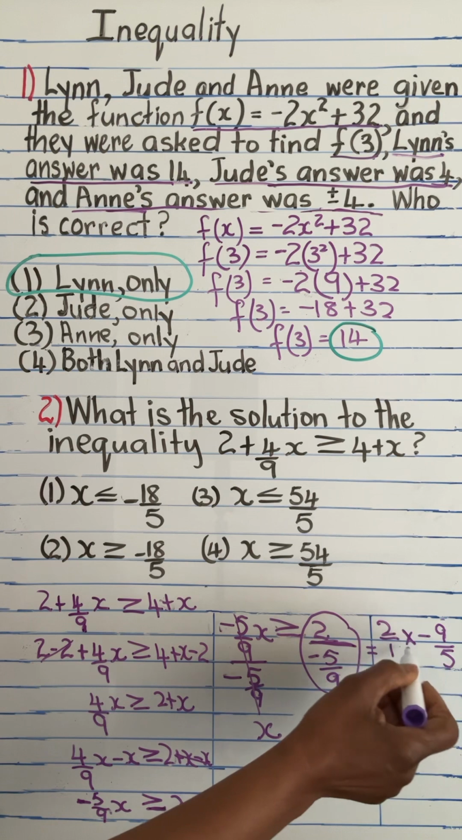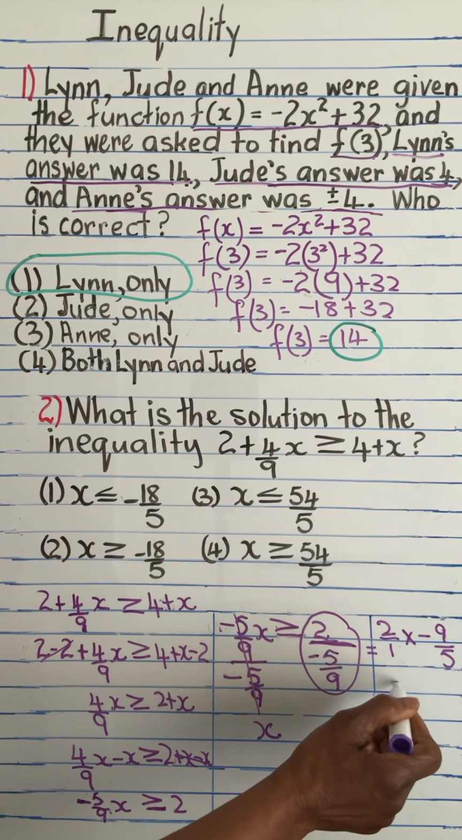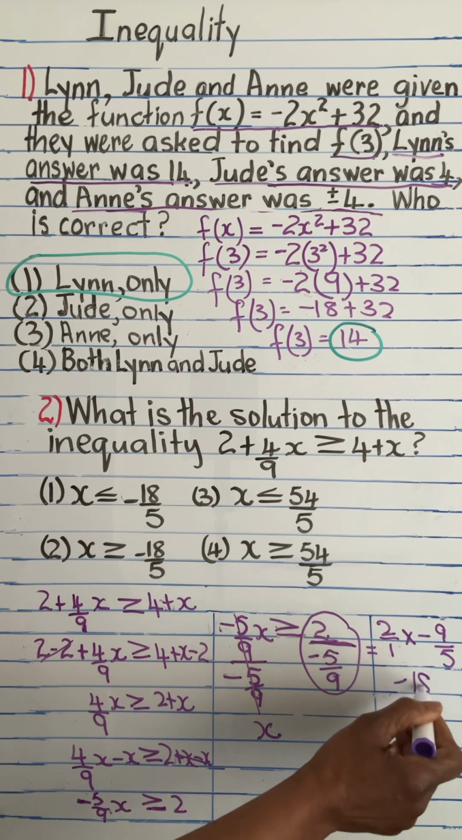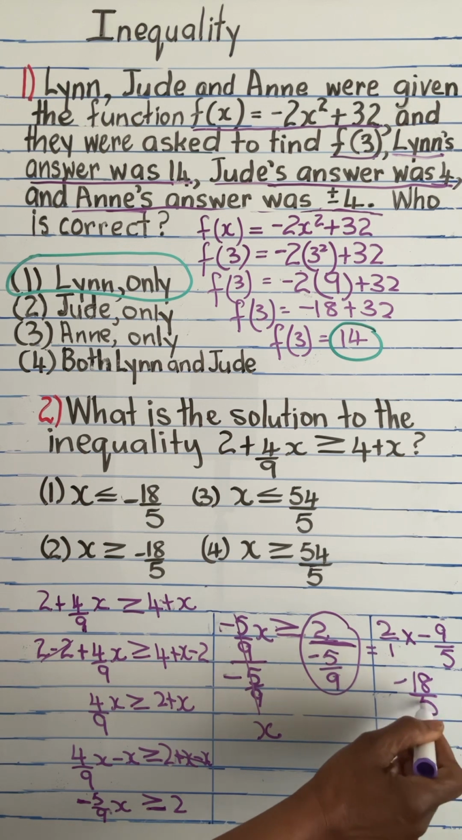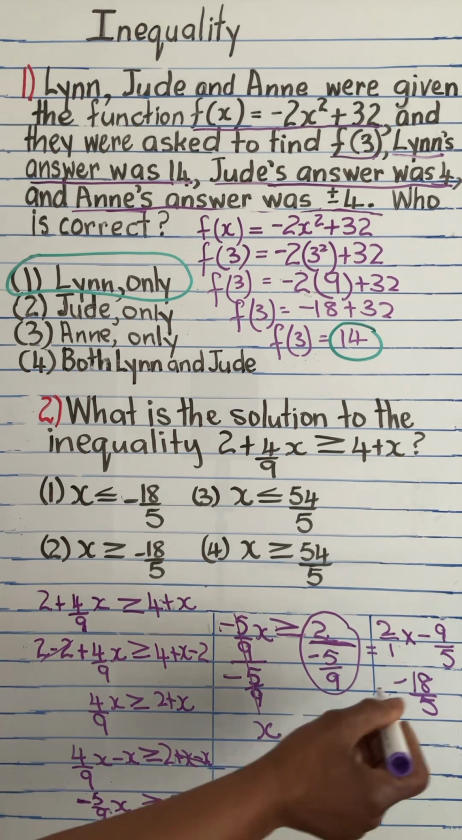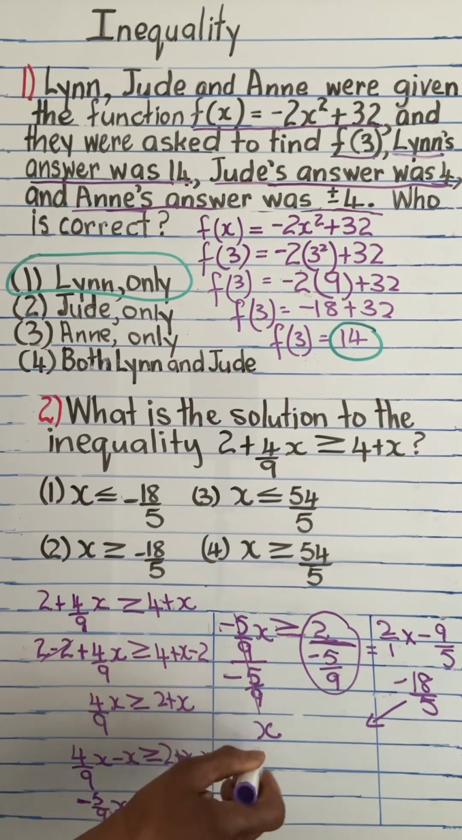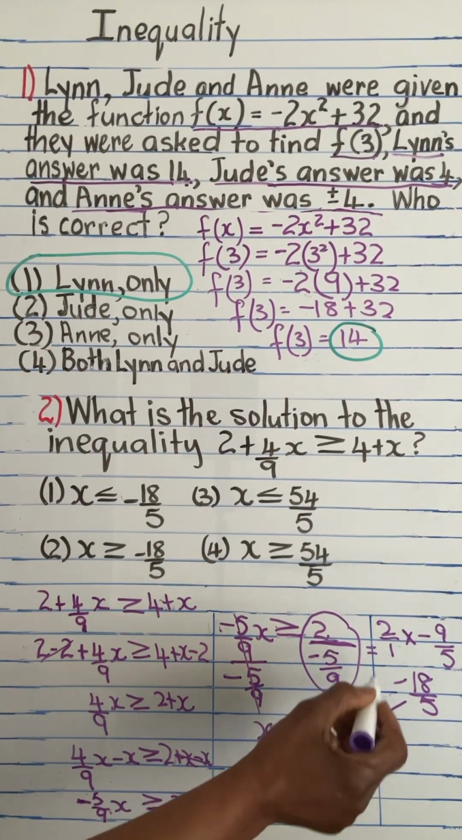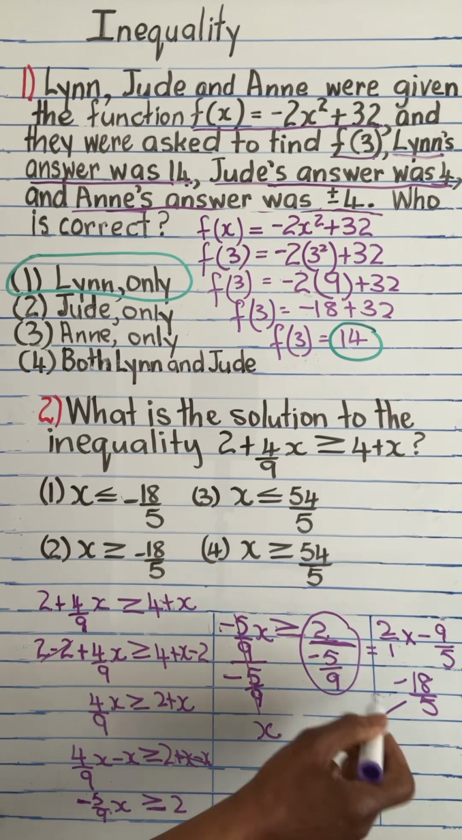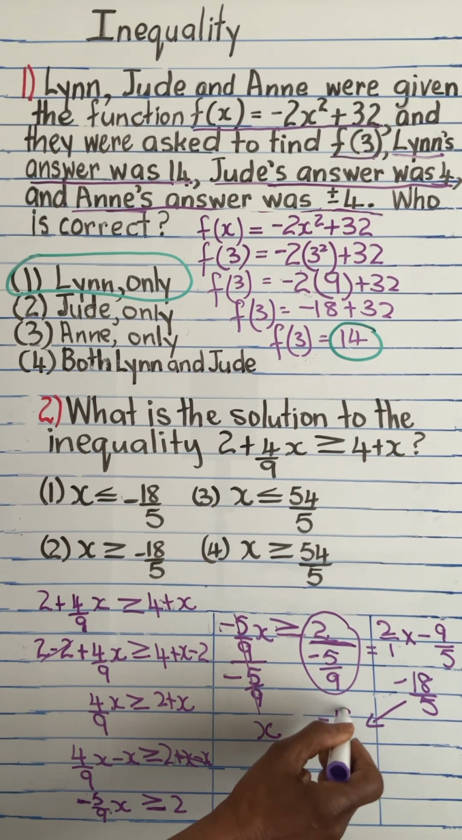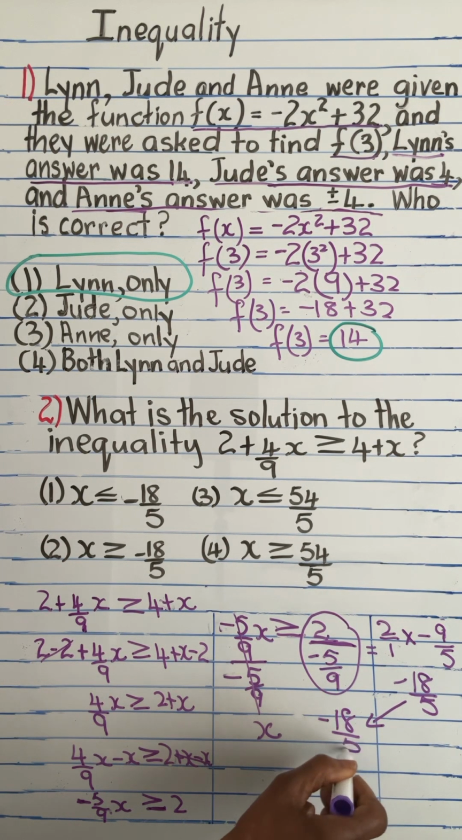Let's continue to simplify. So it's negative 18 over 5. So x is, and this side is equal to negative 18 over 5.